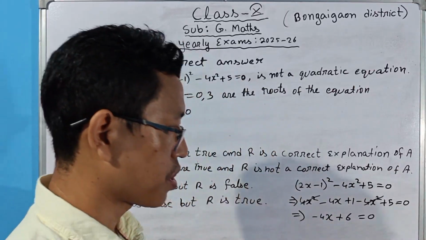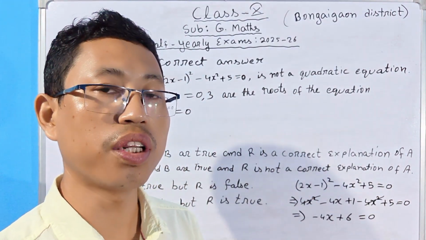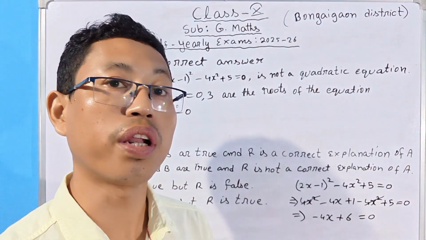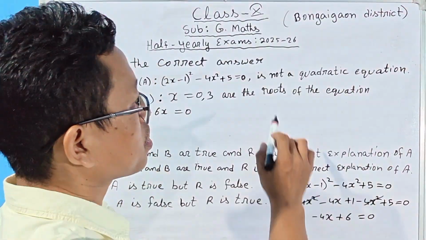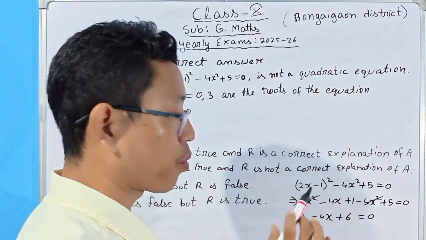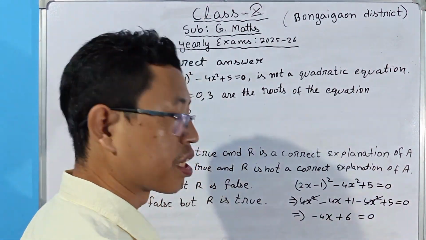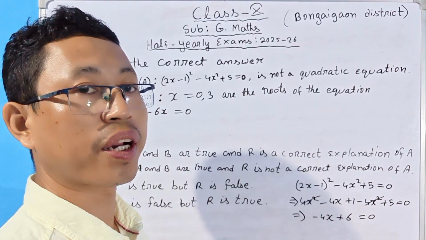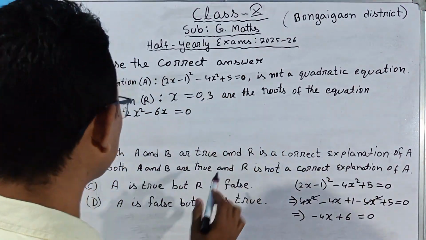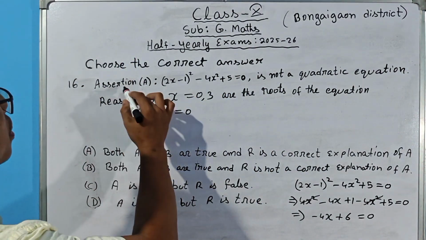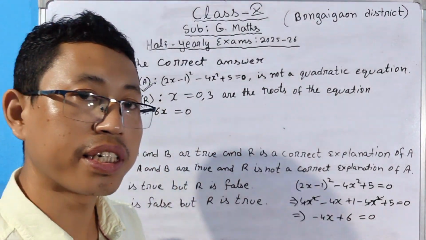So we get here, the power of x, you will see, is only 1. It is a linear, not a quadratic. Yes, it is not a quadratic. Clear? It's a linear equation, not a quadratic. Therefore, it is true. Assertion is true, we get.